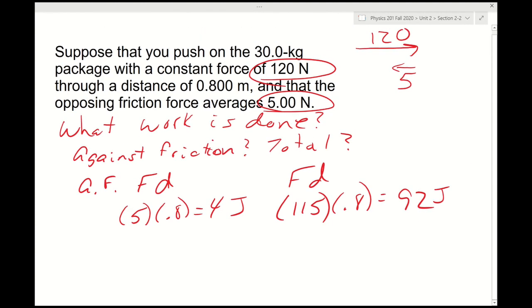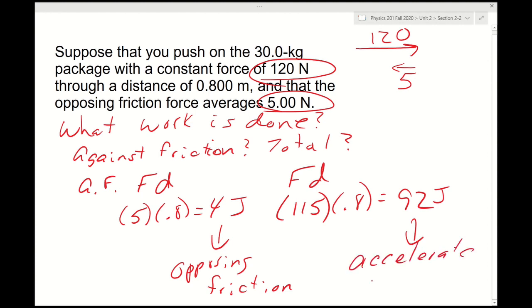Now, of the 96 joules expended, 4 were used in overcoming friction, and the other 92 were used in changing the nature of the motion of the package. In this case, it went into kinetic energy. So this was opposing friction. We could use the rest to accelerate the object, which is what it's doing, which means the object now has kinetic energy.